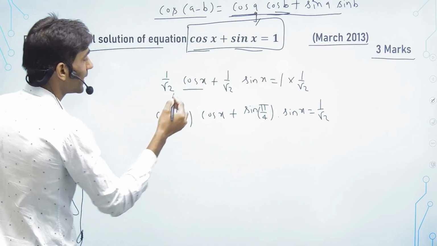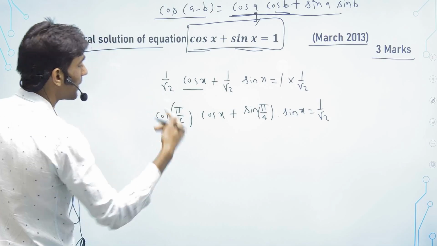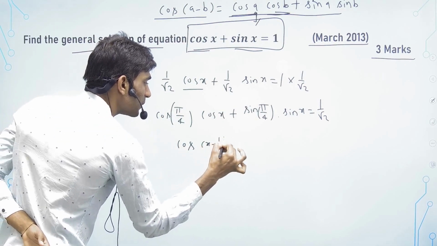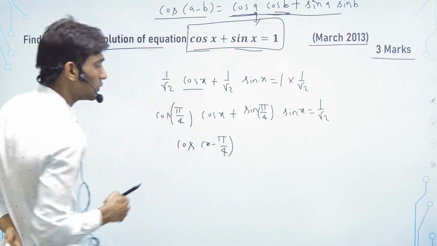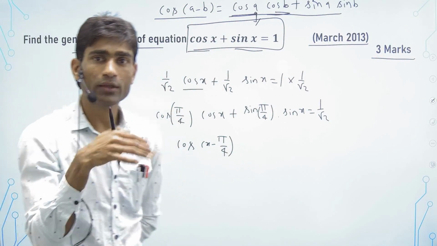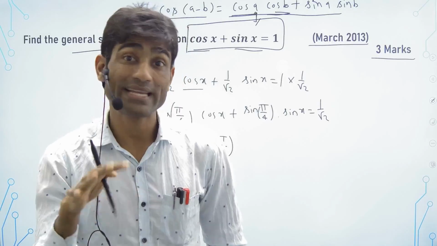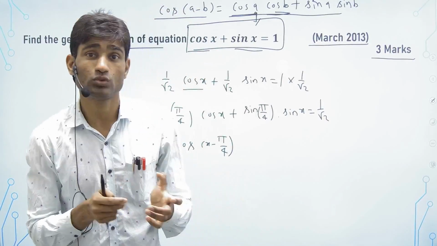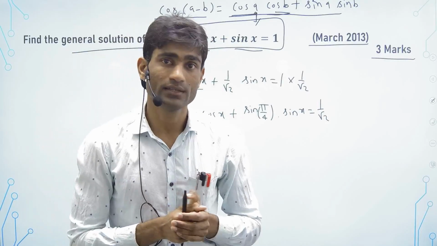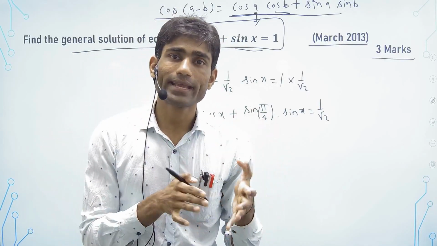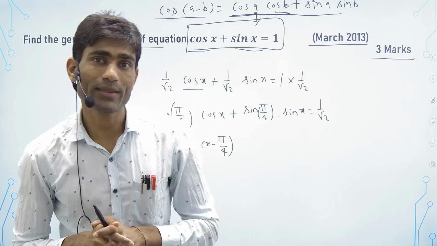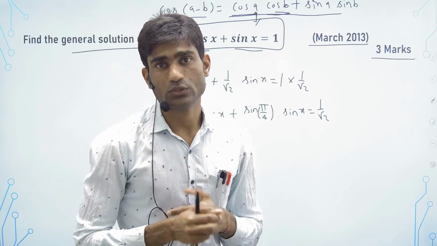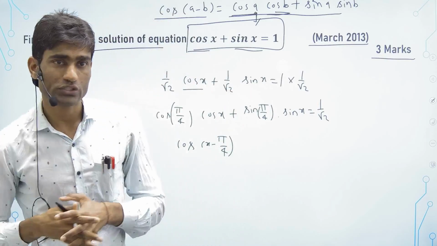Okay, so we can consider a as x and b as pi by 4. That means we can write cos of x minus pi by 4. Most of you are thinking, sir, why have you taken x minus pi by 4? Why is it not pi by 4 minus x? Because if we want the general solution, that means we want the value for x, and we want that x to be positive. Negative we cannot consider. That's why we are taking x as a positive value.